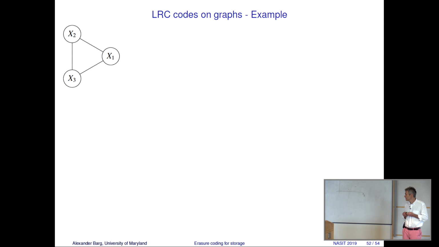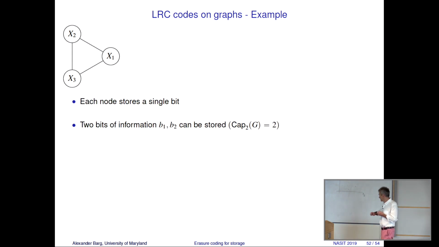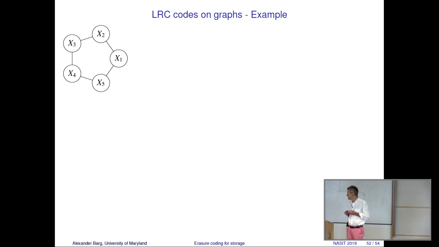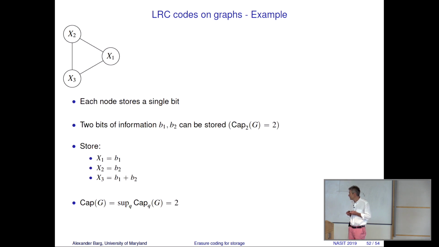Let's look at an example. Here's a graph as simple as it can be. Each node stores a single bit, and we can store 2 bits: b1, b2, b1 plus b2. So the capacity over the field of 2 elements is 2, and the capacity is 2. Well, that was an easy example.